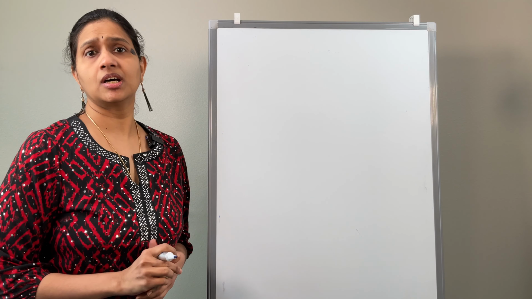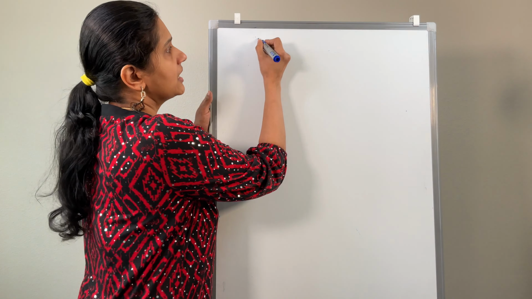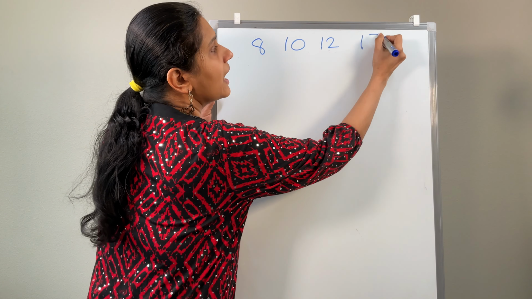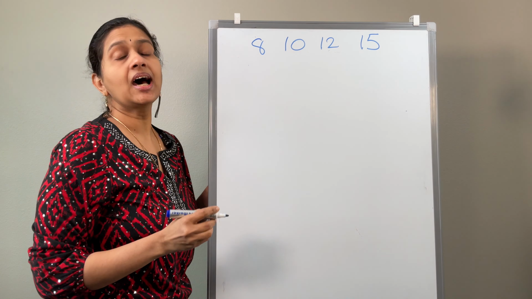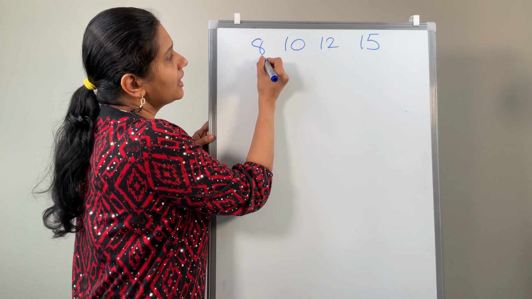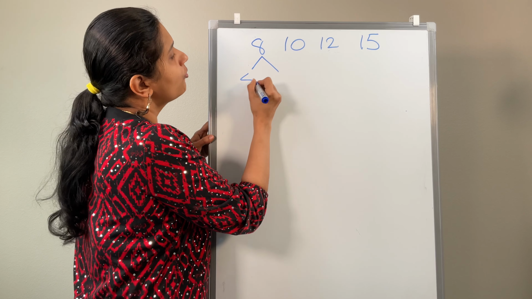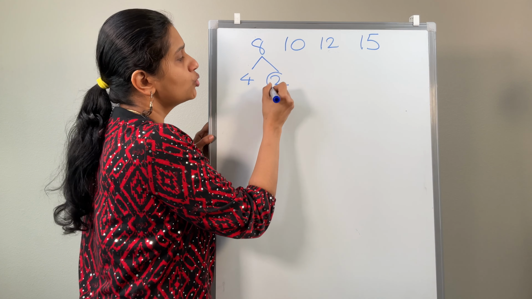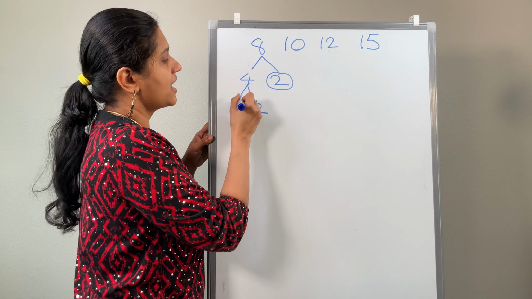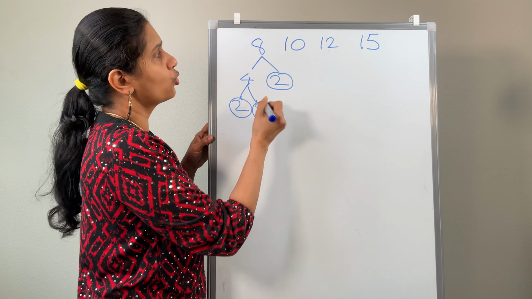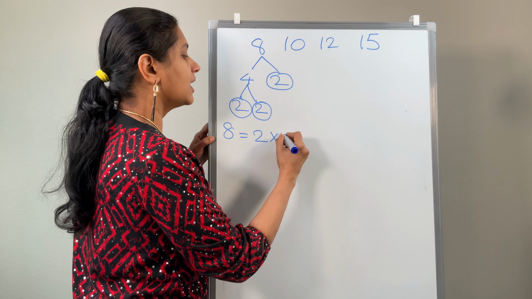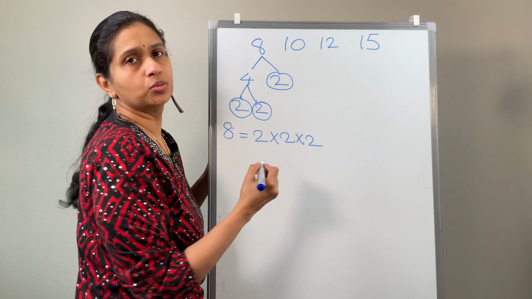Now let us consider 4 numbers to find the LCM. Say 8, 10, 12 and 15 using the prime factorization strategy. 8 can be written as 4 times 2. 2 is a prime number. This 4 can be broken down as 2 times 2. So what is the prime factorization of 8? 2 times 2 times 2.